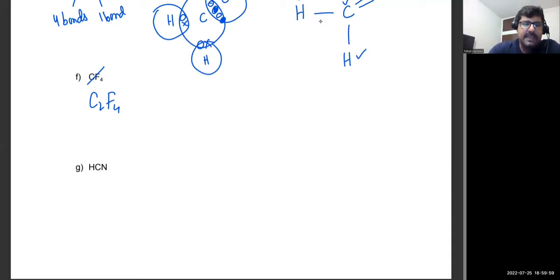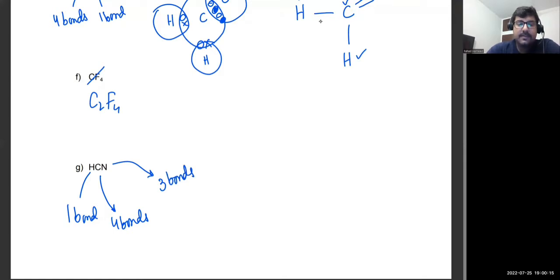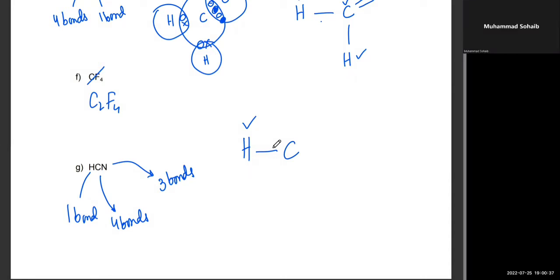So HCN, H makes 1 bond. C, group 4, makes 4 bonds. N is group 5, it makes 3 bonds. So remember, starting with H, it makes 1 bond. So let's make that bond with carbon. Hydrogen is supposed to make just 1 bond, that's it. So how many bonds does carbon want to make? It wants to make 4 bonds. Right now it does 3 bonds with the nitrogen.